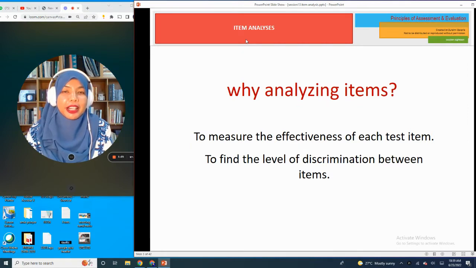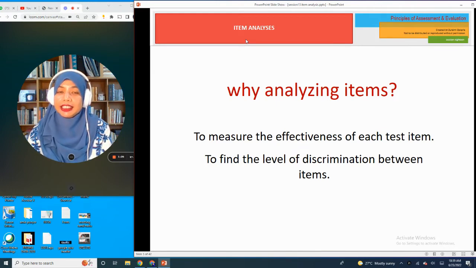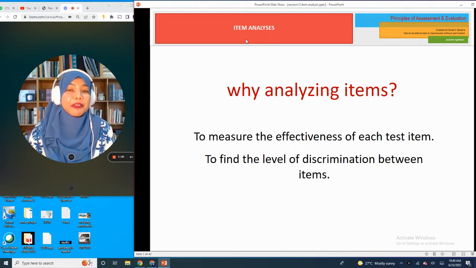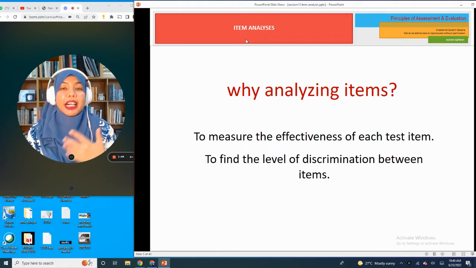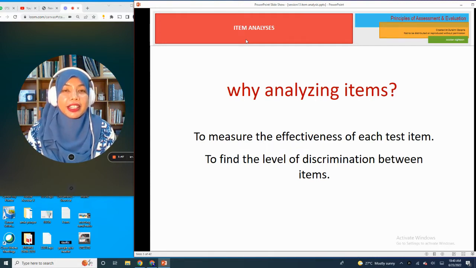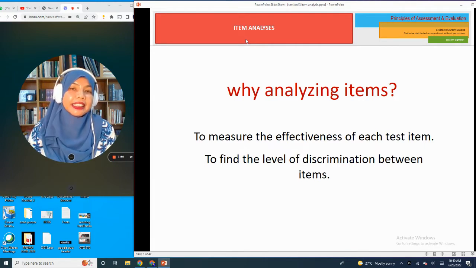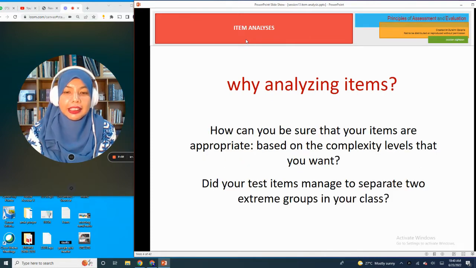So why do we need to analyze items? It is not in a similar manner to carrying out measures of central tendency, because measures of central tendency enable us to compare performances between schools, within groups, across groups, etc. But when we carry out item analysis, we want to identify and determine the effectiveness of the tests and items that we have developed, so that we make sure they are effective when we are developing tests again in the future.